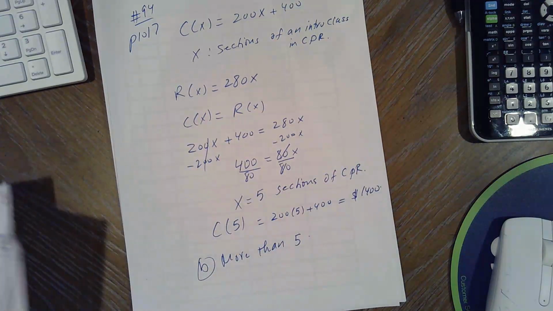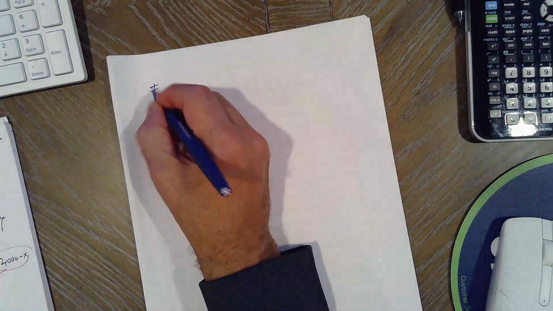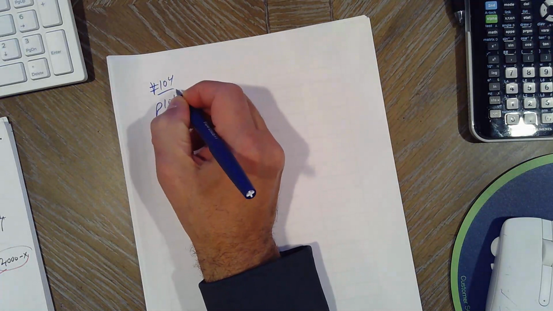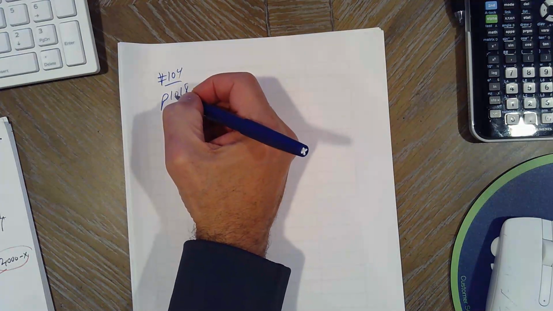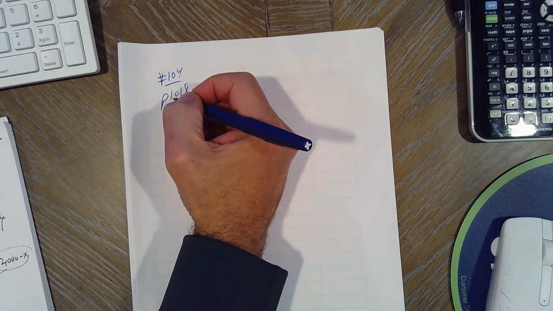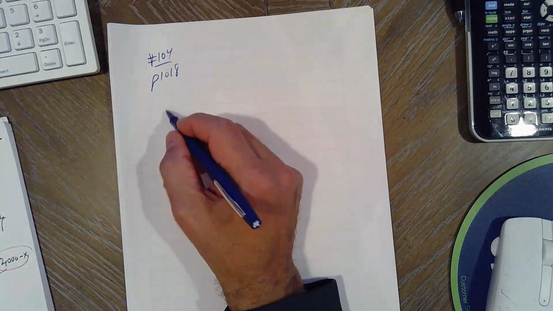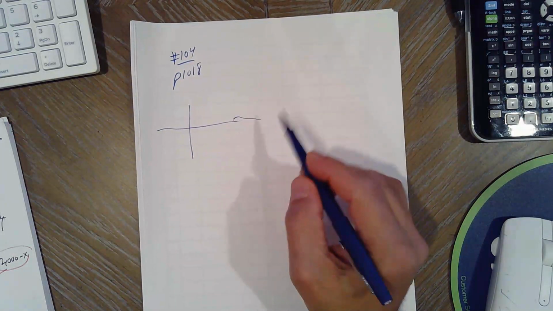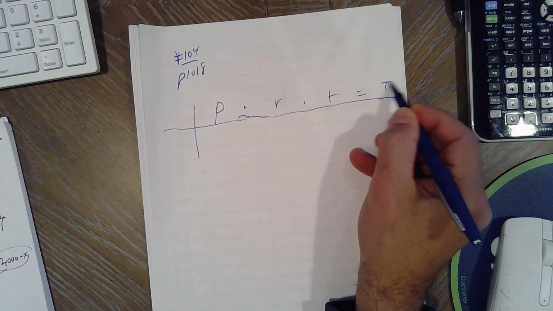Do one more. 104, page 1018. A retired couple invested part of $12,000 at a rate of 6% and the rest at 7.5%. If their annual income from these investments is $810, how much was invested at each rate? So it's about investment. Principal times rate times time equals interest.